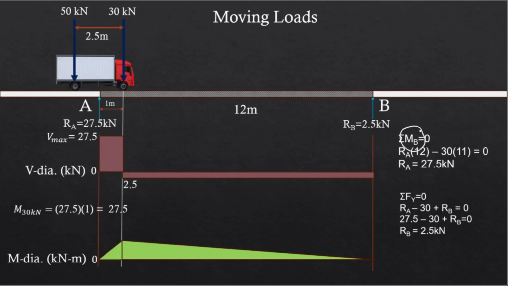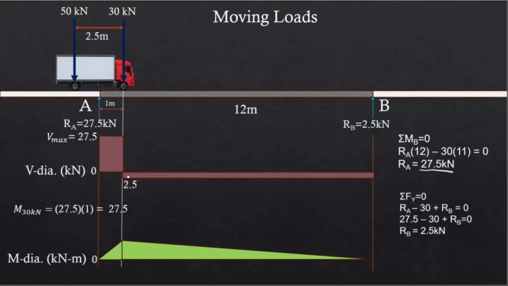Taking moments about B, we have RA, the reaction at A, multiplied by the moment arm, which is 12, and then minus 30, our smaller load, which is already on the span, multiplied by the moment arm, which is 11 meters. 12 meters minus 1. And so that's why we have 27.5. And then to get RB, we can take moments about A, or we can sum up forces vertical. Now to make it more efficient, let's just sum up forces vertical. And so we have RA minus 30 because it's acting downward, and then plus RB, that's equal to 0. So we have here RB equals 2.5 kN.